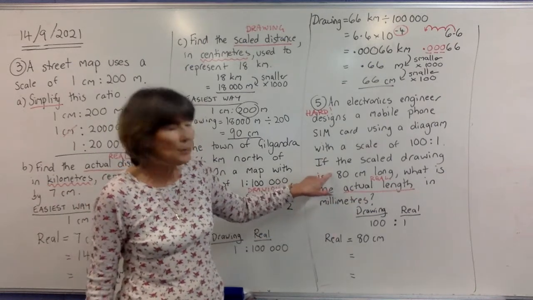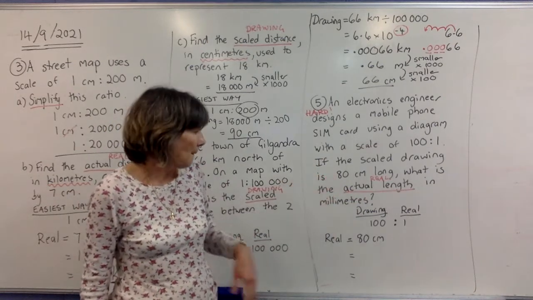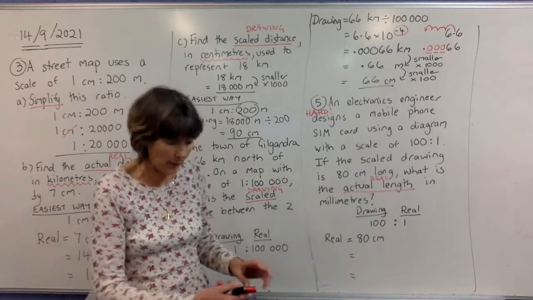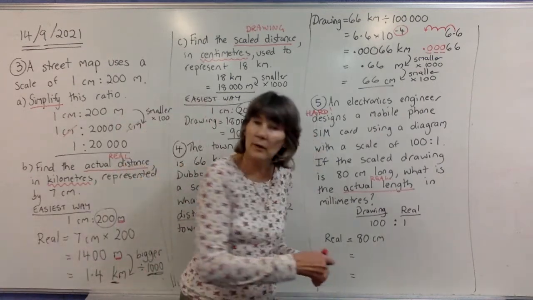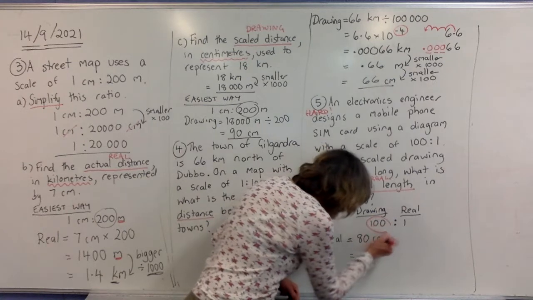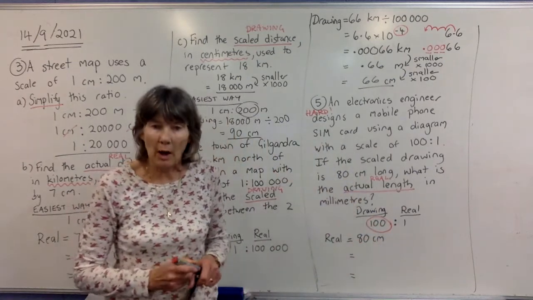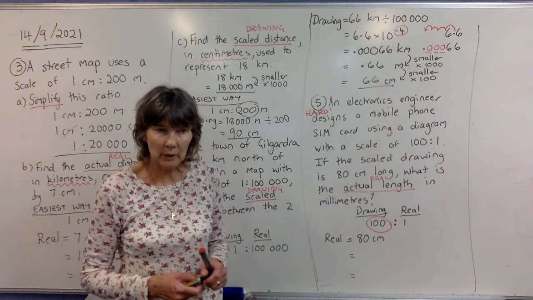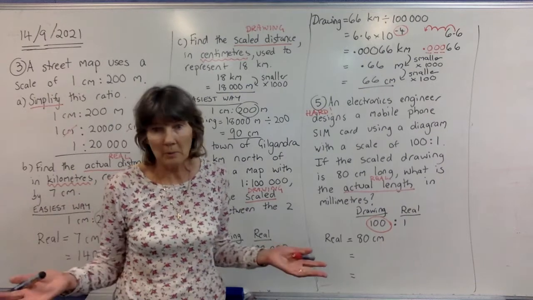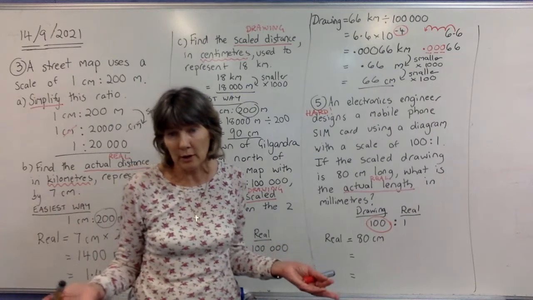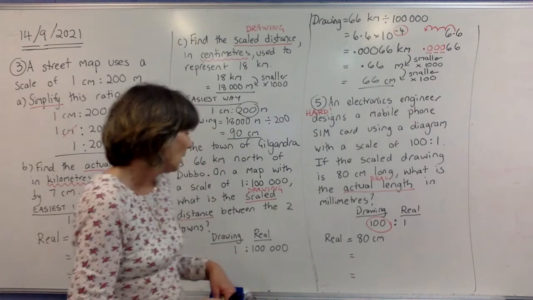Okay, we're trying to find the actual length, the real length. So we're going to start with the 80 centimetres they gave us. Now, what are we going to do with this 100? You tell me. 50-50 guess. Are you going to divide by it or are you going to times by it? What do you think? You might as well have a guess if you're in a test. You've got to do one of the two, don't you?